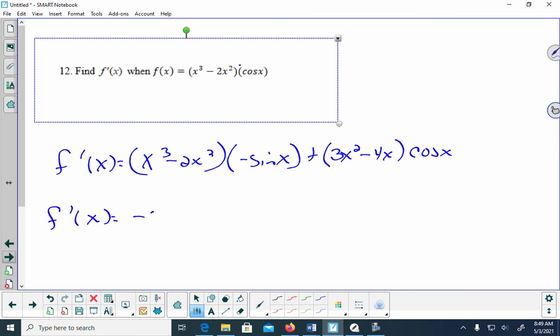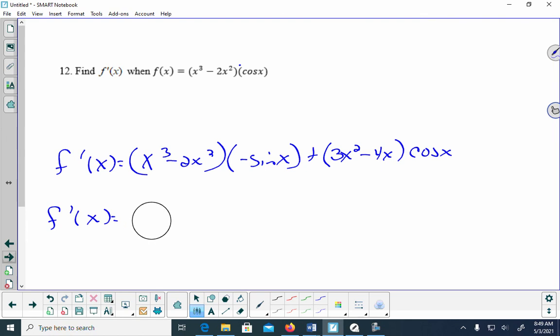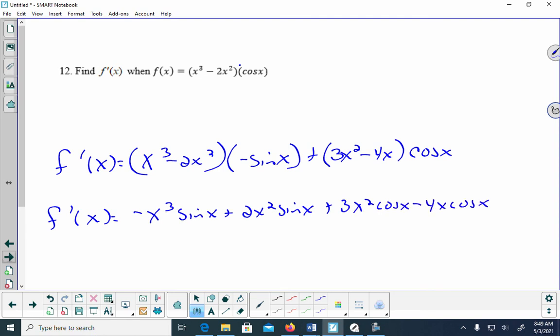And I'm going to have negative, I'm going to write the x to the third first. So I'm going to have negative x to the third sine x plus 2x squared sine x plus 3x squared cosine x minus 4x cosine x. And I don't think there's any like terms, and there's nothing else I can do with that.